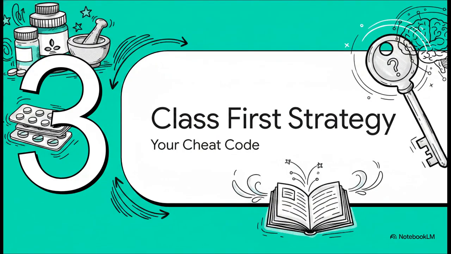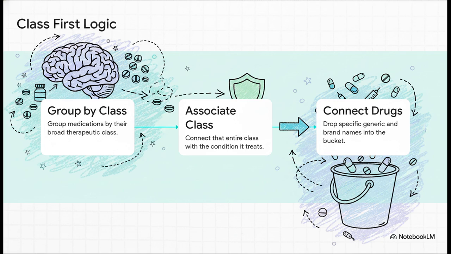Section 3. The class-first strategy, your cheat code. So, since rote memorization is completely out, what's the alternative? I want to introduce you to a highly effective method from our source material called the class-first strategy. Grouping drugs fundamentally changes how your brain actually stores the information. Instead of treating every drug as some isolated fact, you follow a 3-step logic chain.